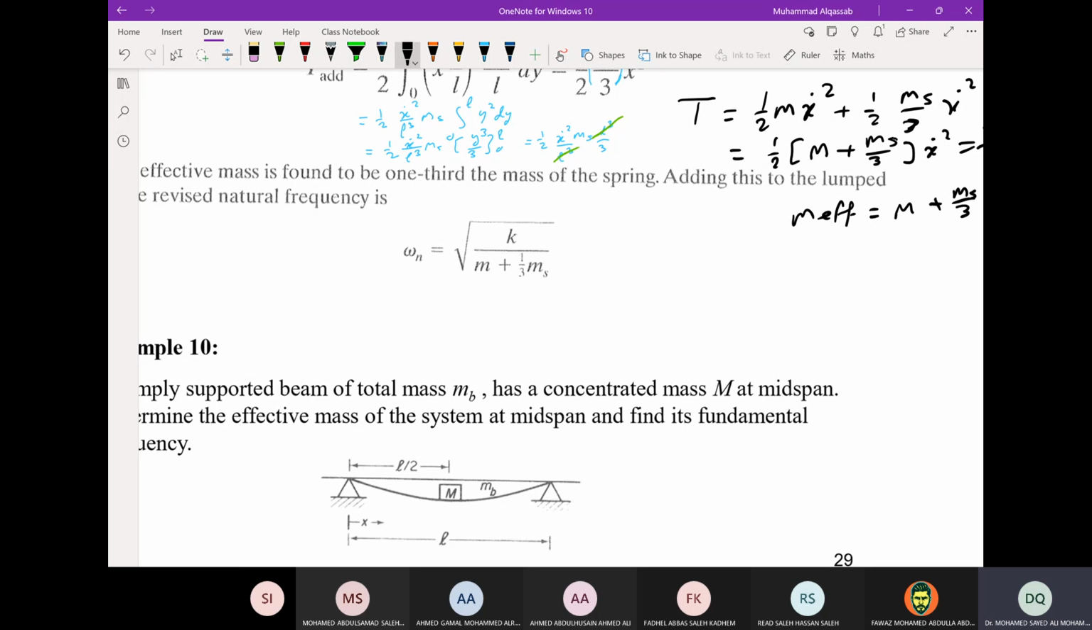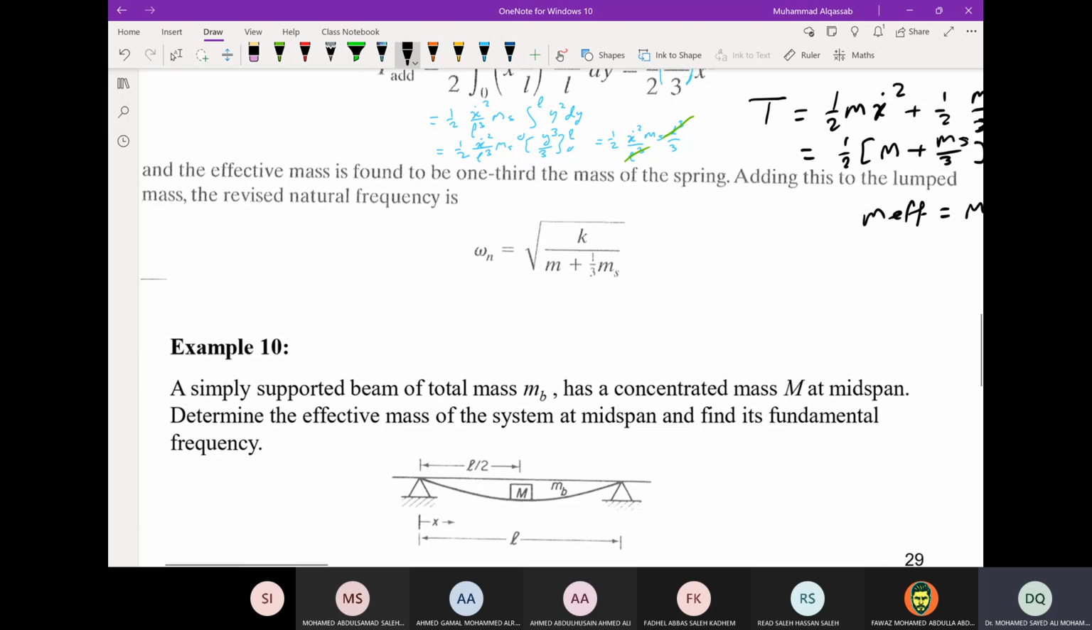The spring is fixed at one point and moving with x dot at the other point. Then the kinetic energy will not be just half m_s x dot squared. It should be done this way in order to get a better estimate of the natural frequency. So when there is mass, you add a third of the mass of the spring. So this is the more corrected equation.